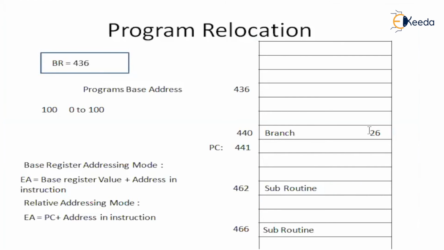So when the address part of the instruction is added to the program's base address, which is available in the base register, we will be branching to the appropriate location within our program. This can also be accomplished by using a relative addressing mode. What is a relative addressing mode? Anyhow, we do have a program counter that is 441, right? I can use the program counter also to direct me to 462.